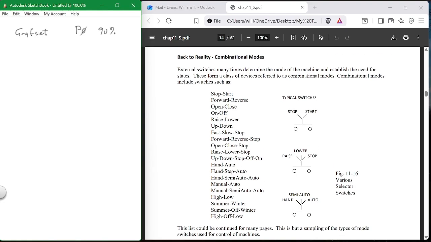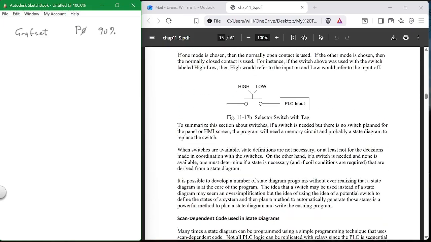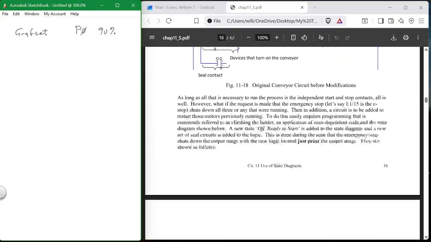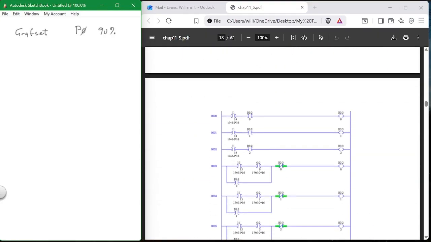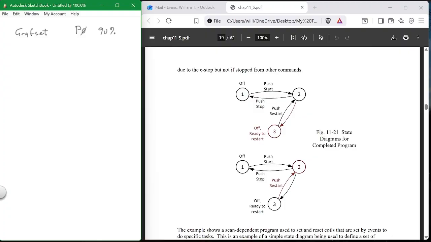And different types of buttons, I talk about that. And then a little bit about scan-dependent code, which I'm going to skip. It is kind of important, but I'm not going to cover it tonight because it's not something that I think is that important, okay?